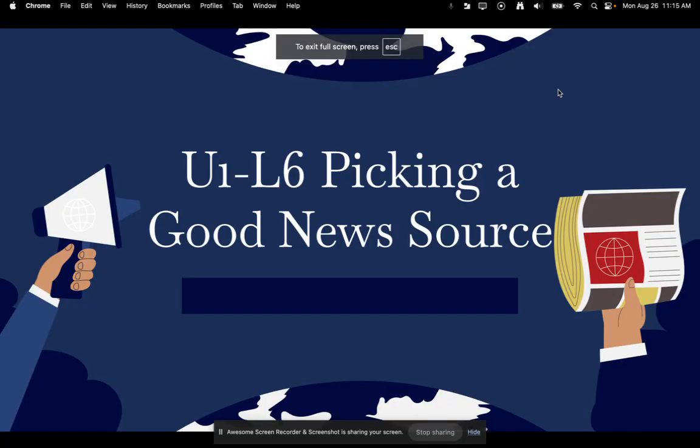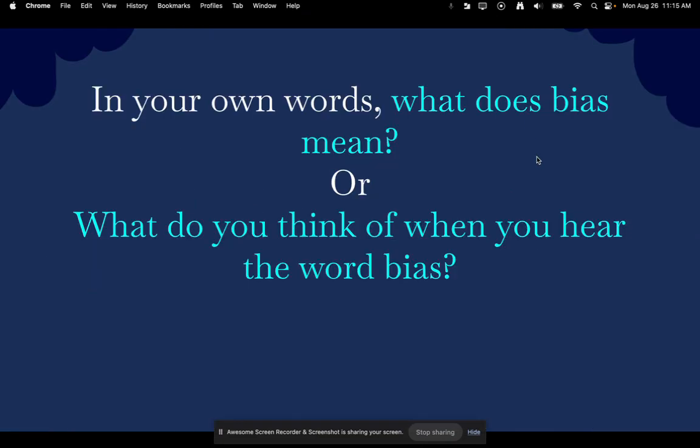Today we're going to do U1-L6, picking a good news source, which is sometimes a very tricky thing to do. So, before we begin, here's my first question for you. You just have to answer one of these questions. In your own words, what does bias mean? Or, what do you think of when you hear the word bias? And don't give me any I don't knows. I want to hear your best guess.